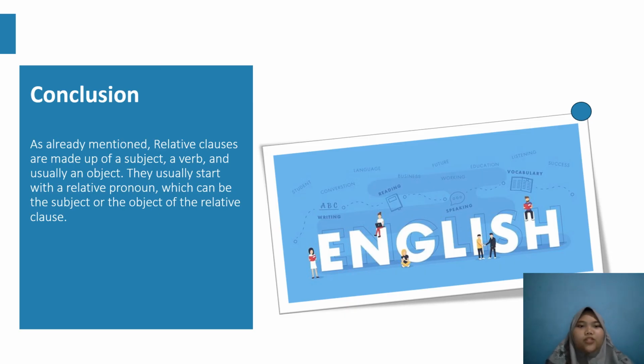As already mentioned, relative clauses are made up of a subject, a verb, and usually an object. They usually start with a relative pronoun, which can be the subject or the object of the relative clause. If the relative pronoun is the subject of the relative clause, it must appear in the sentence. If the relative pronoun is the object of the relative clause, it can be left out.